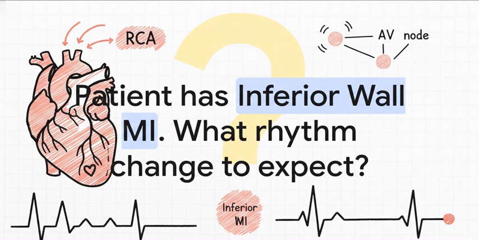Okay, next one. Your patient has a confirmed inferior wall MI. What specific rhythm change should you anticipate and be watching for? Take a moment. You should be anticipating bradycardia or AV blocks. And why? Because the RCA supplies the inferior wall, and it also supplies those crucial SA and AV nodes.